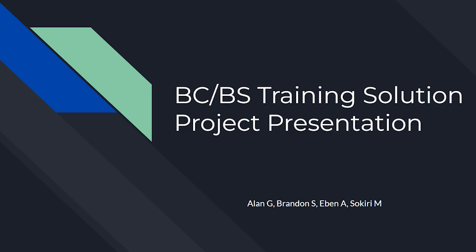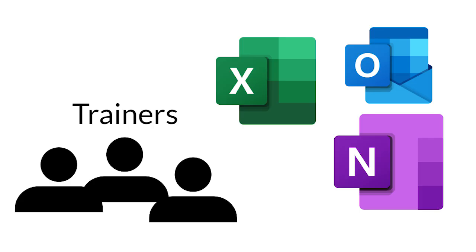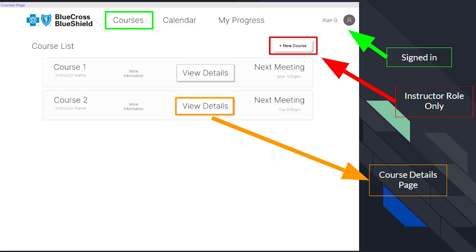Blue Cross Blue Shield is in need of a training solution that can be used to consolidate many tasks that trainers use to train clients into one place. The current workflow involves trainers having to manually handle communication, progress tracking, and training schedules for their trainees. Utilizing a combination of Excel, Outlook, and OneNote, this process is not only time consuming, but also can be confusing. So we're putting it all in one place.